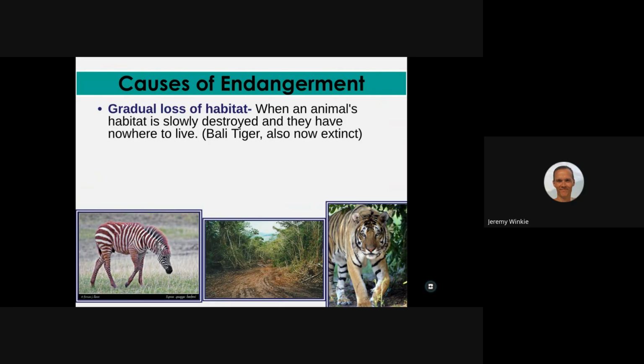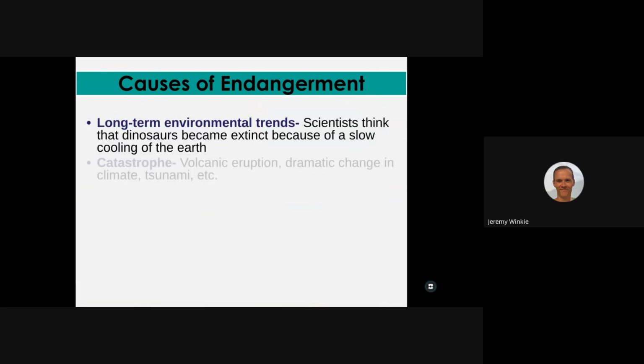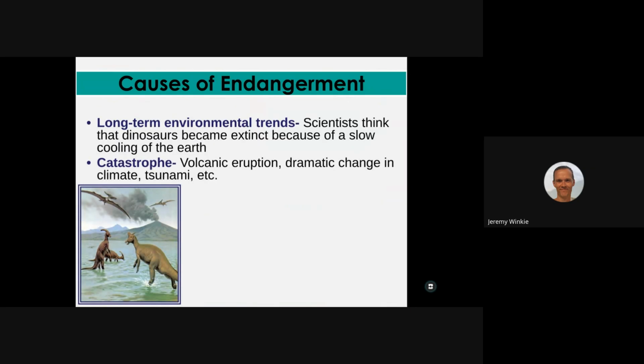Gradual loss of habitat. So this is going to be a human caused thing. So if we clear cut forests or build neighborhoods in places, that's going to get rid of habitat and then the animals have nowhere else to go. So probably the only really non-human one is going to be long-term environmental trends. So if there's an increase or decrease in Earth's temperature, that's not something we can really help too much with, and that can cause animal populations to drop.